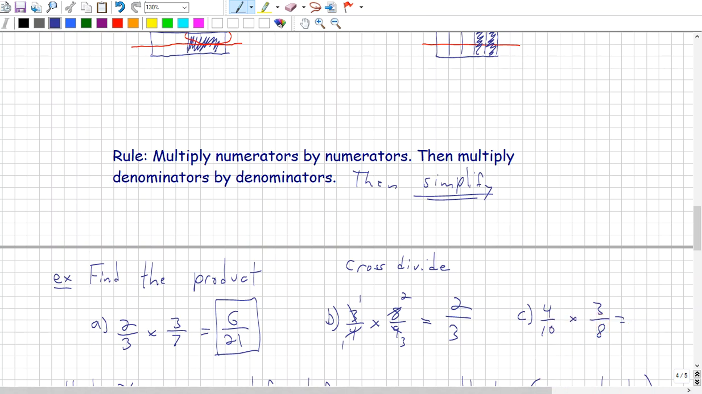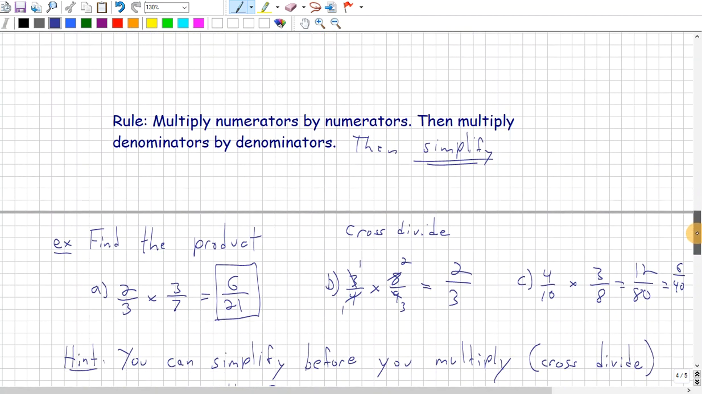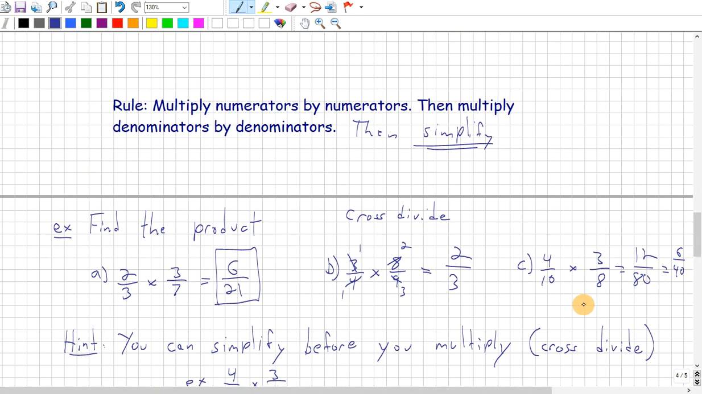So 4 times 3, or you could just do the normal way. 4 times 3, which is 12. 10 times 8, which is 80. I can reduce both of these down. I could divide it by 2 first. So 12 divided by 2 is 6. 80 divided by 2 is 40. Then I could see I have to divide this again. I can divide them again, both by 2. So 6 divided by 2 is 3. 40 divided by 2 is 20.